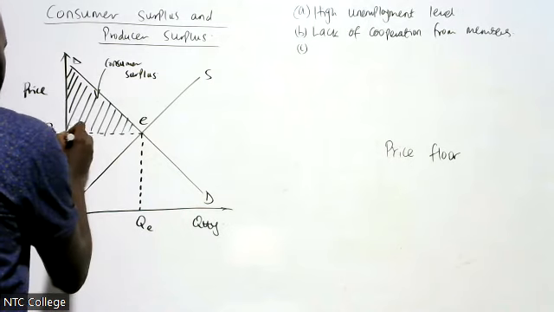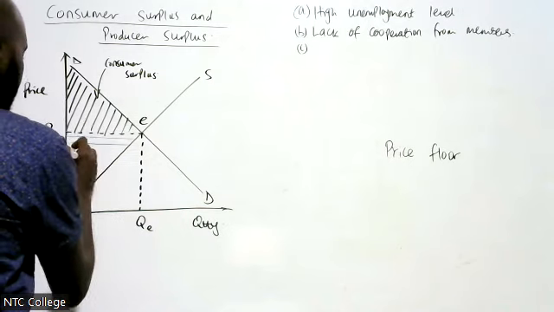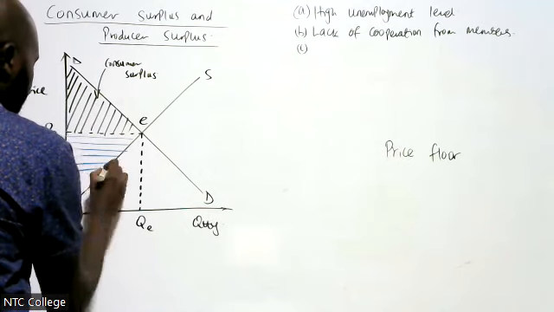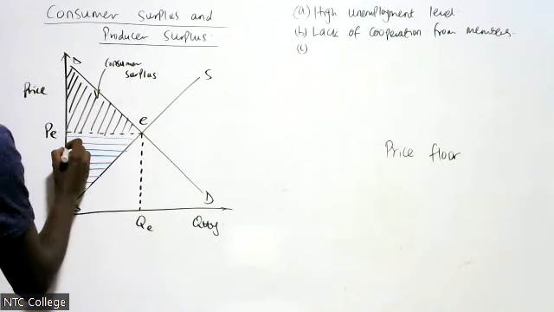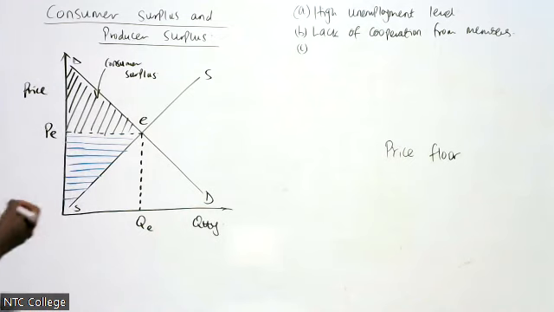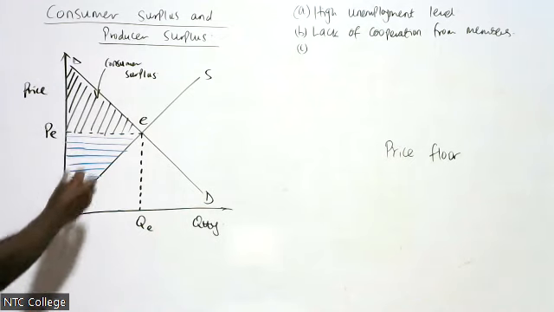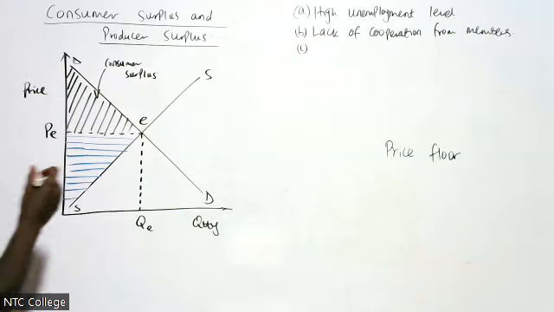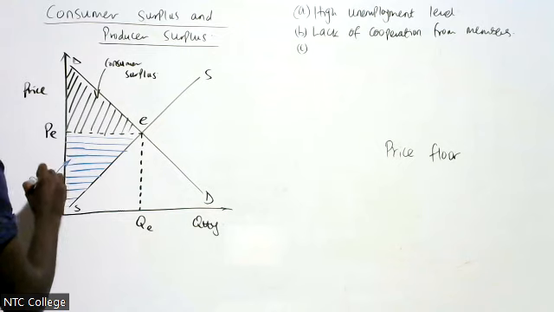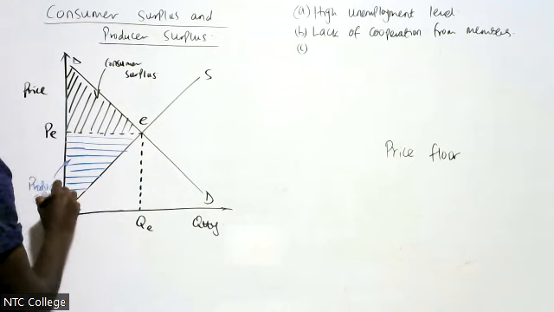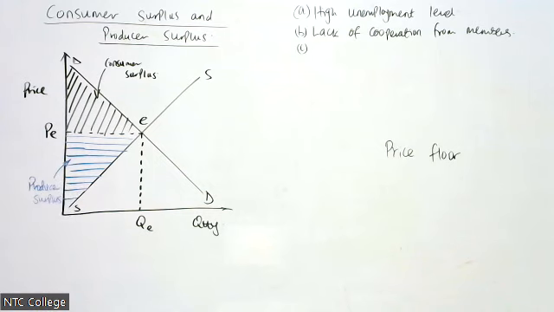So this area that I'm now shading is below the consumer surplus, but it is also above the supply curve. You can see this one is blue, this one is black. So this one in blue, this is what I'm calling the producer surplus. So let's have the diagram and then we get to explain the two.